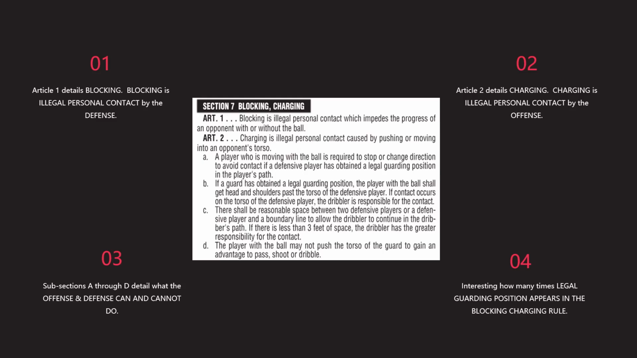Subsections A through D detail what the offense and defense can and cannot do. All these subsections are very important. The one that's going to come into play a lot is subsection B. If a guard has obtained a legal guarding position, the player with the ball shall get head and shoulders past the torso of the defensive player. If contact occurs on the torso of the defensive player, the dribbler is responsible for the contact.